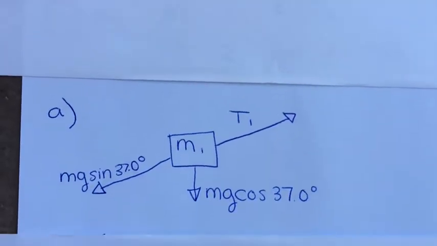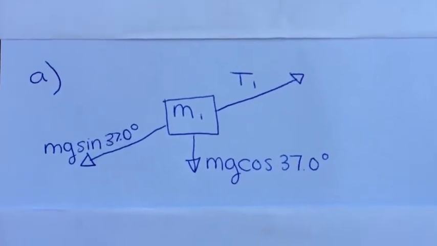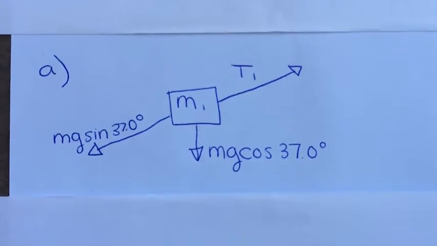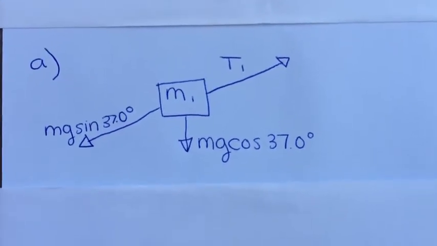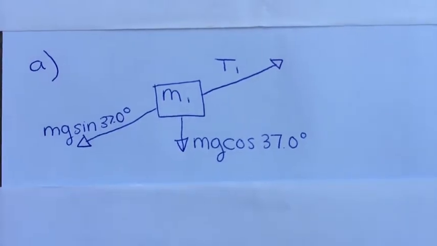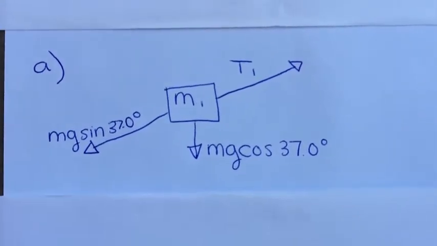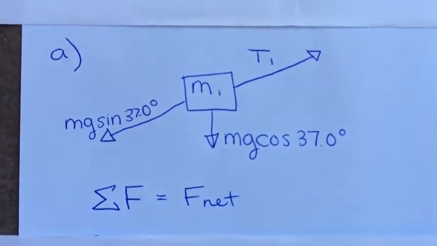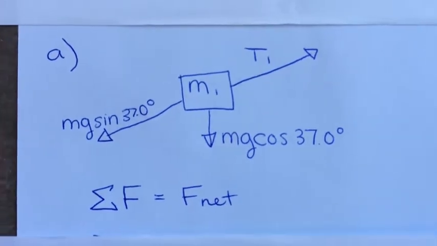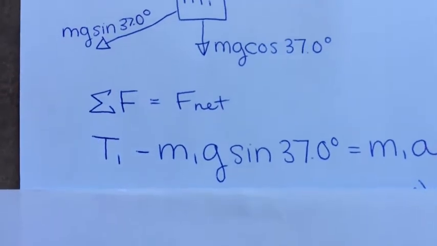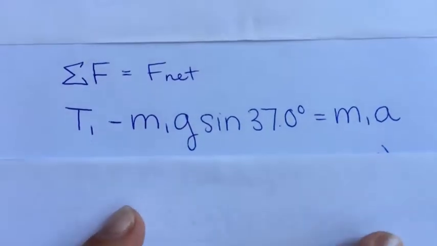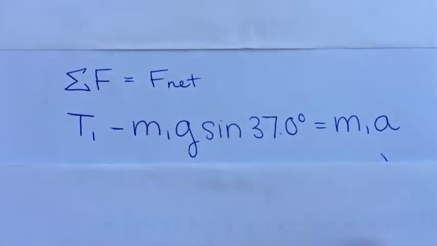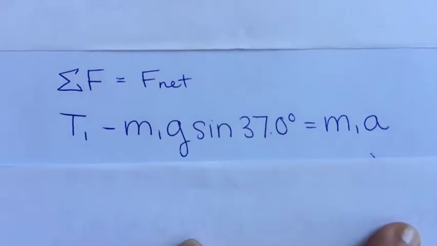So to start this out, we'll look at block 1. This is the free body diagram. You split the tension going up, and then you split the downward weight of the mass into mg sine 37 degrees and mg cosine 37 degrees, and we can ignore the cosine 37 degrees because that doesn't matter. Then we use the sum of the forces is equal to the net force. So the tension 1 minus m1 g sine 37 degrees is equal to just mass 1 times its acceleration, since that's the net acceleration.